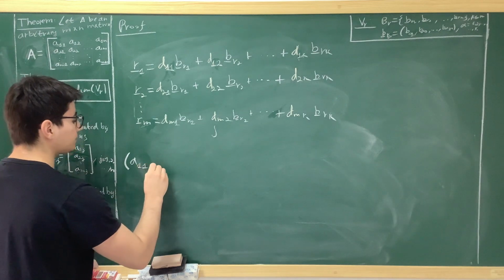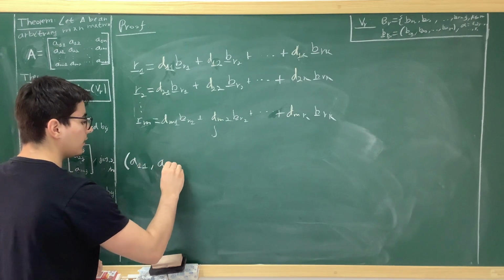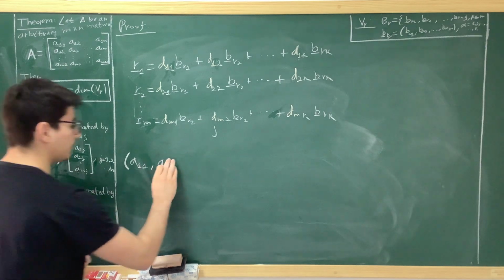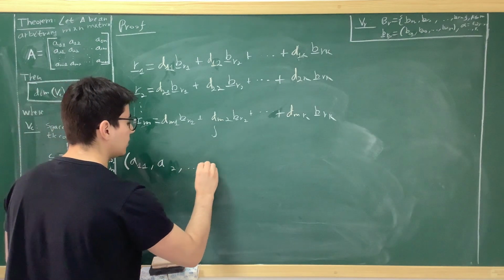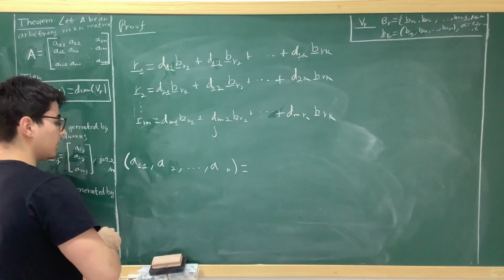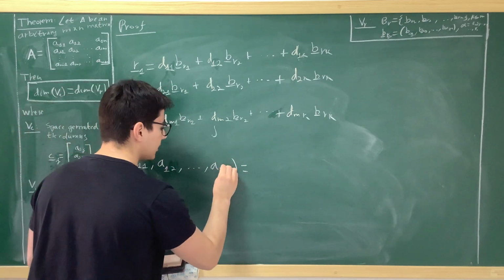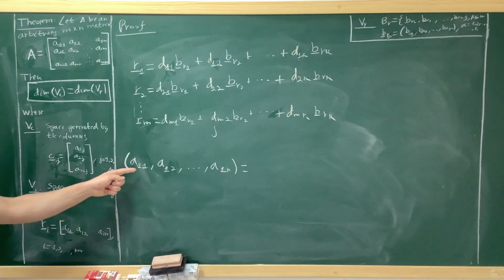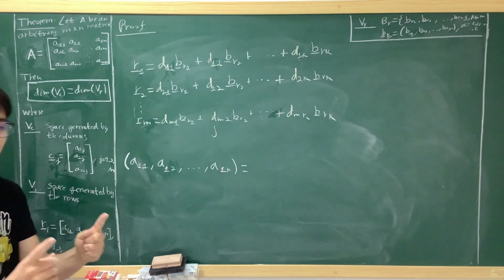A11, A12, and A1n. Let me just explain this real quick. So our i, our first component, means the vector we're dealing with.